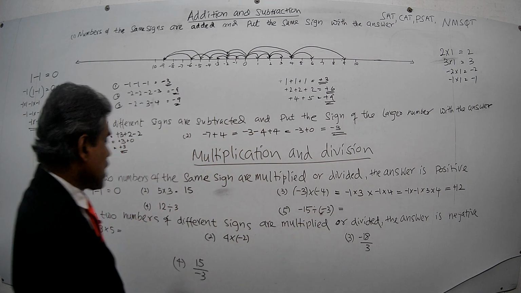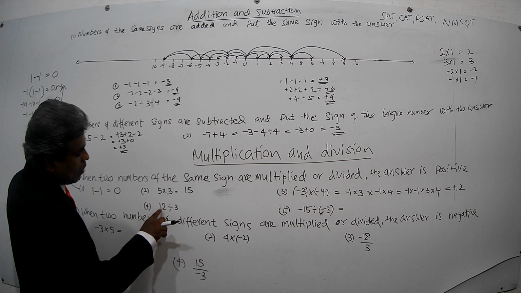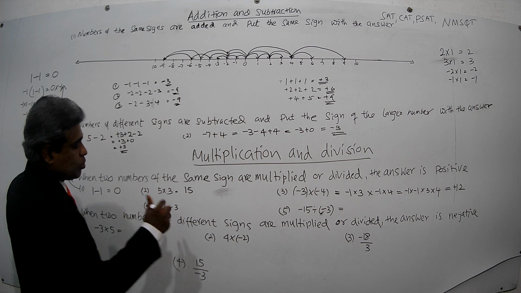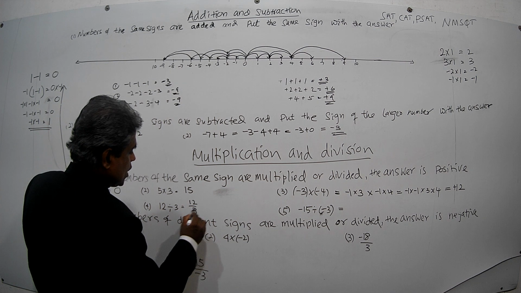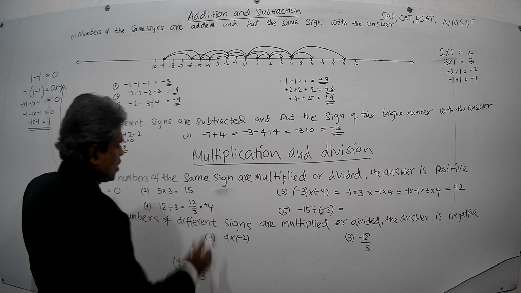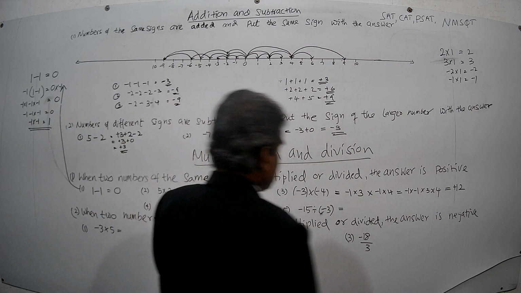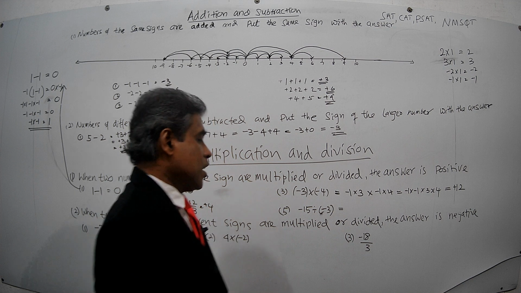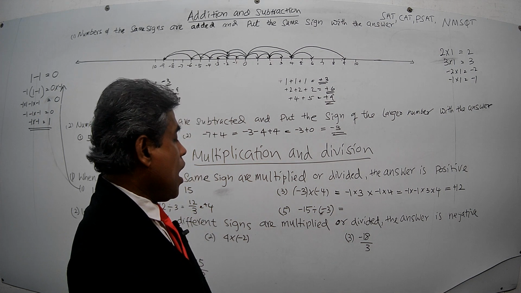Right. Now we come to this fourth one. The fourth one is that two numbers of the same positive sign are to be divided. Then 12 divided by 3 equals 4. We know this, obvious. Right. Now you come to this one, this negative case. Yeah, two numbers of the same negative sign are to be divided.